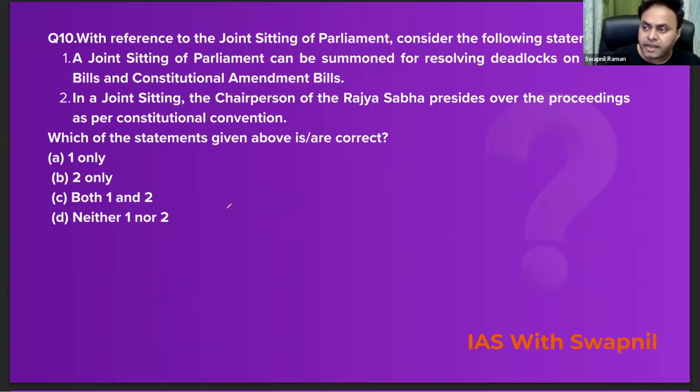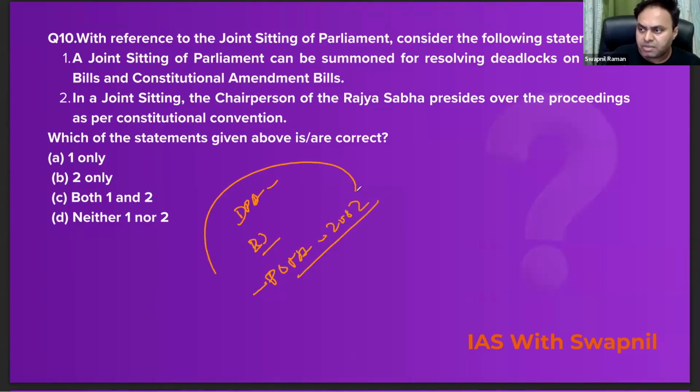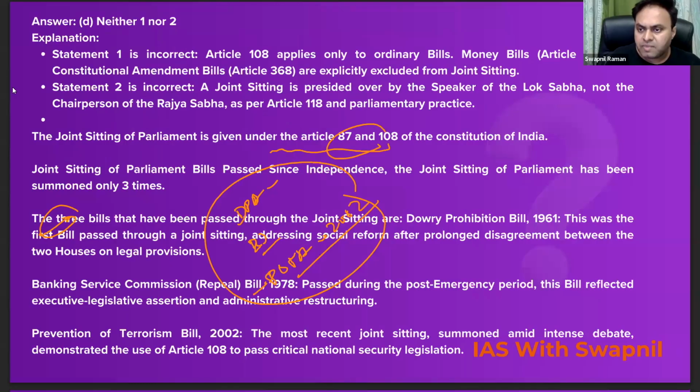देखिए अभी तक के till date तीन जॉइंट सेशंस हुए हैं. पहला जॉइंट सेशन हुआ था डाउरी प्रोहिबिशन एक्ट पे, दूसरा हुआ था बैंकिंग सर्विसेज एक्ट पे, और तीसरा और लास्ट जो जॉइंट सिटिंग था वो हुआ था लाइक पोटा पे, प्रिवेंशन ऑफ टेररिज्म एक्ट 2002 पे हुआ था जब वाजपेयी जी प्रधानमंत्री थे. सो याद रखिएगा. So neither one nor two. D for Delhi would be the correct answer, right? You can see the explanation here.